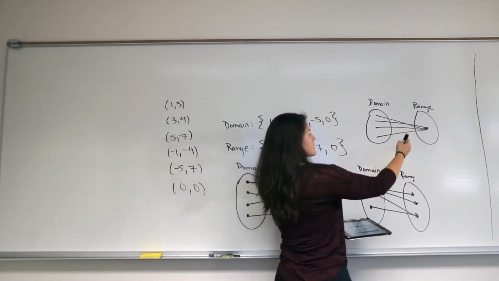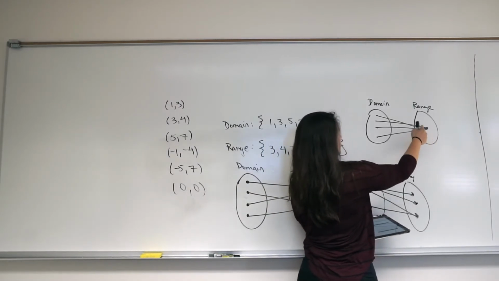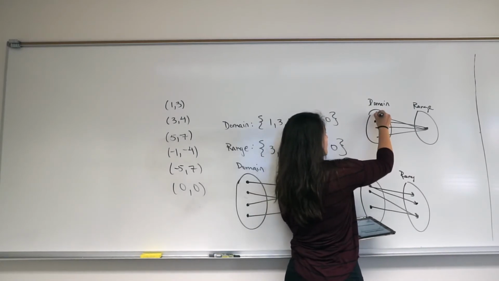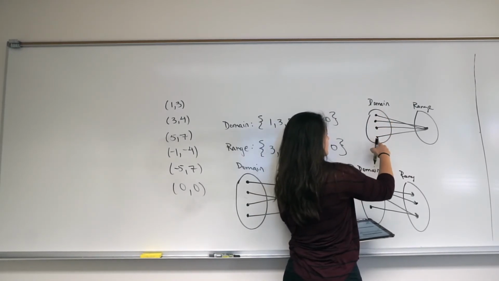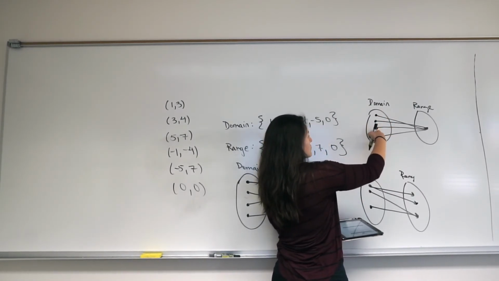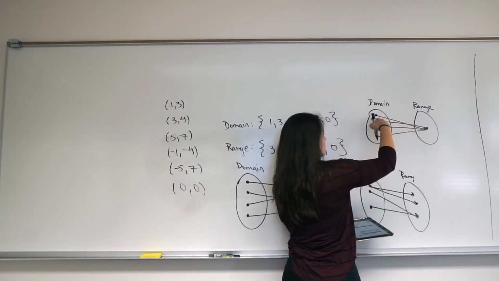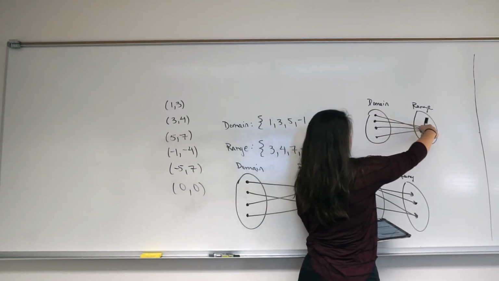Right? So just because this output here corresponds to many inputs, the important part to note, if I want to call this a function, is that each element in the domain has a unique output. Each input here has a unique output.